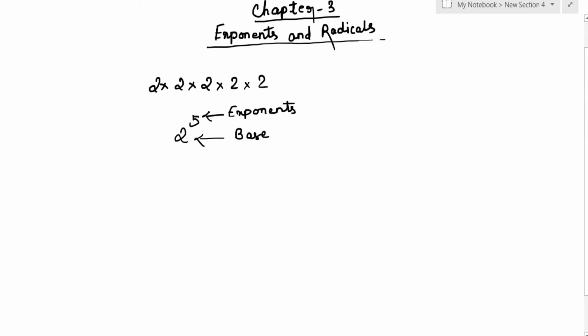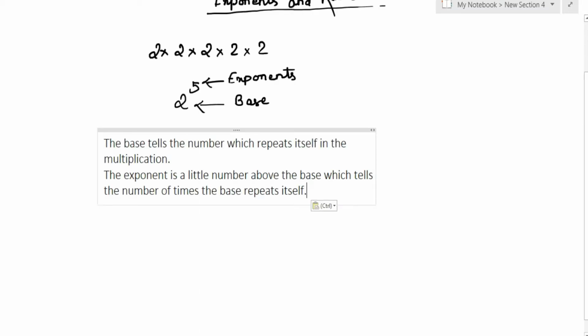So how can you define the exponent and base? We can define the base as the number which repeats itself in the multiplication. So therefore, what is the base? Your base is 2. And then what is the exponent? The exponent is a little number above the base which tells the number of times the base is repeating itself. So 5 is the number of times showing that 2 is repeating in the form of multiplication. Hope now you are able to understand what is base and what is exponent.